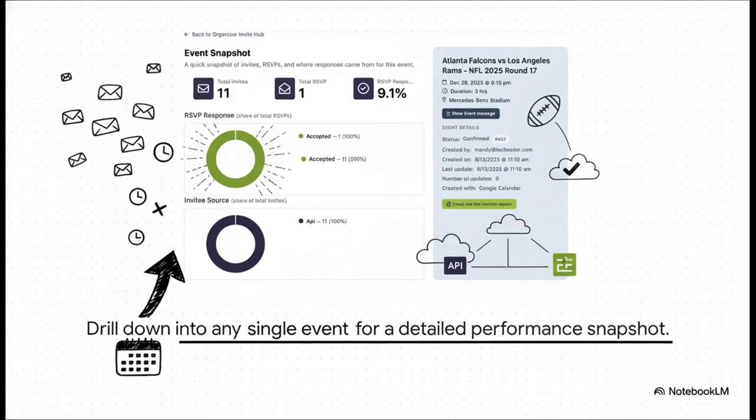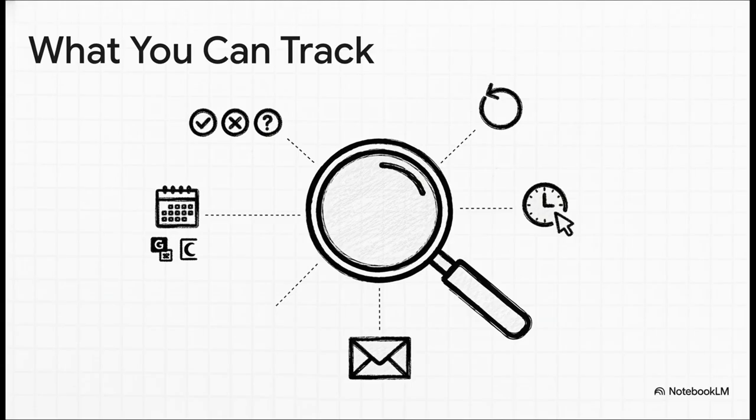From that high-level view, you can dive into any single event. This snapshot tells you exactly what's happening on one specific date, how many invites were sent, what the response rate is, and even where those signups came from. And the level of detail is just incredible. The system tracks every single invite with a unique ID, which means the reporting is super accurate. You can see their RSVP status, yes, no, or maybe, and you even get updates if they change their mind later. You can see if they're on Google Calendar or Outlook and the exact time they clicked. This is seriously actionable data.